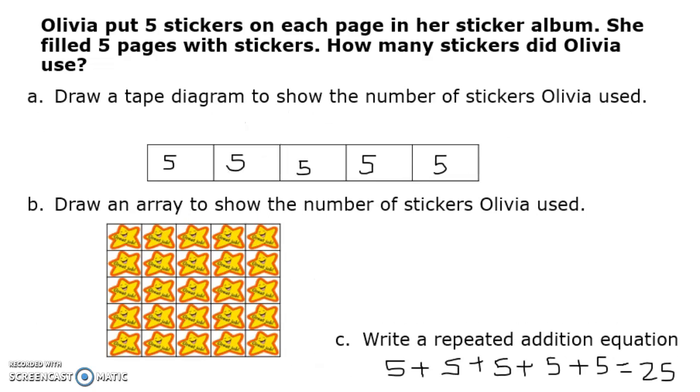And here we are. The tape diagram. This is the array showing the 5 columns and 5 rows. And here is the repeated addition equation. Now, another way that we could write this equation without having to write all of these 5s, what do you think that is? I'm going to pause for a moment. What do you think is another way that we could write this equation? That's right. If you said 5 times 5 equals 25, then you would be correct.